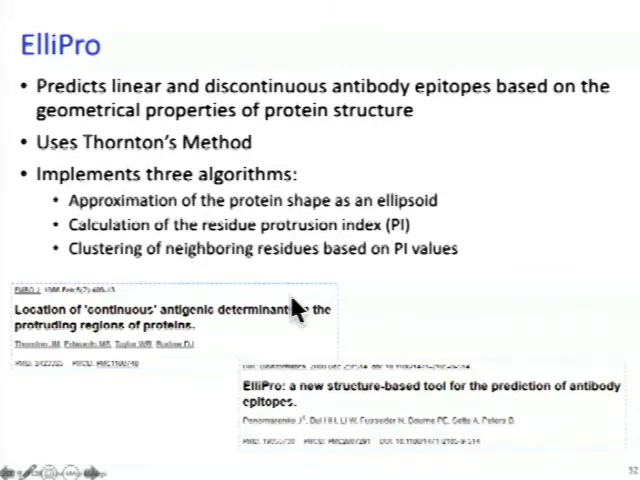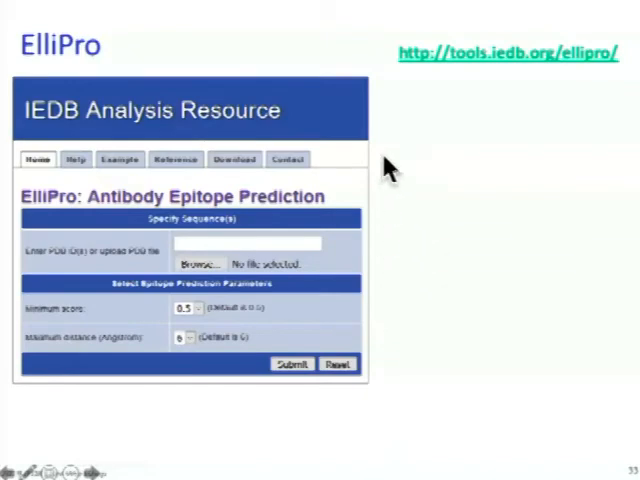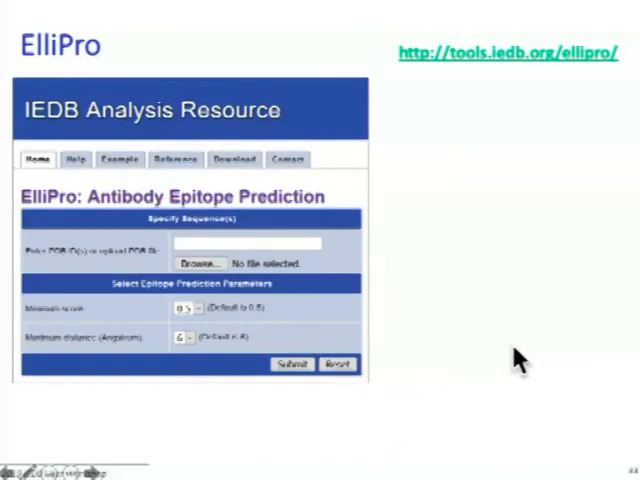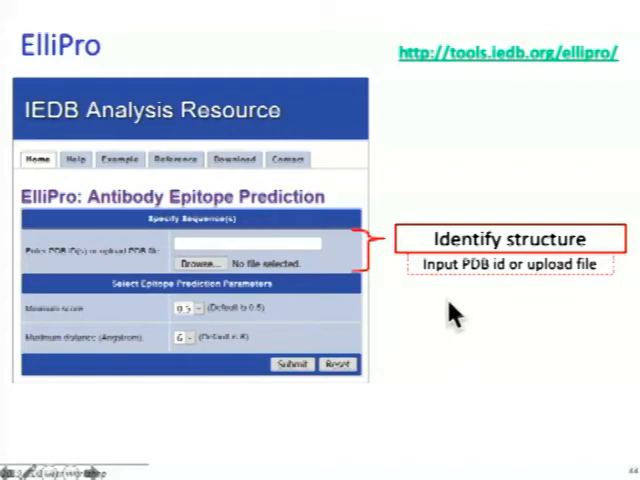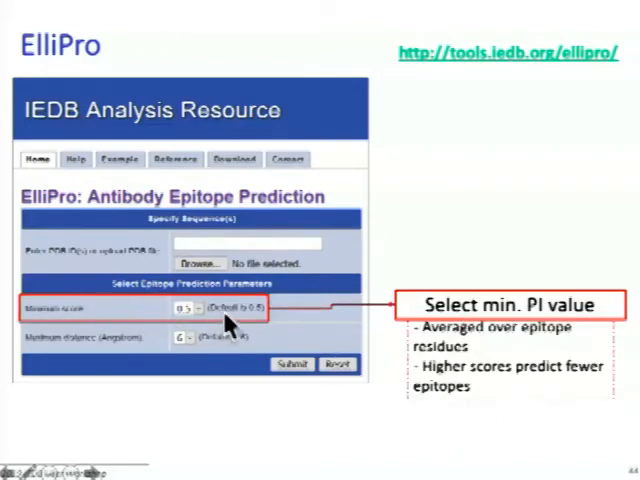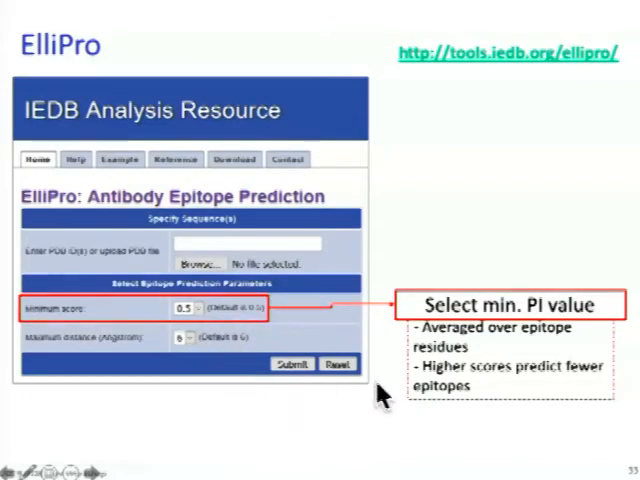This method was originally published already in '86, and essentially we just took that algorithm and implemented it, because in '86 there weren't that many web servers around, so I can't really blame her that it wasn't implemented back then. The interface is very similar to how DiscoTope works as well. You identify the structure based on the PDB ID. Then you have scores here. As always, unless you have a clear reason, I would stick to the default values that are already set.